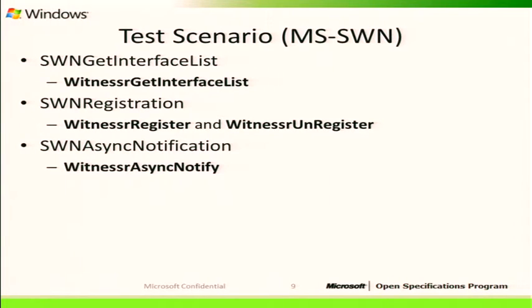For the test scenarios in the SWN protocol, we have 3 scenarios, which test the 4 RPC method calls: the get interface list, the register and unregister methods, and then the async notification method.